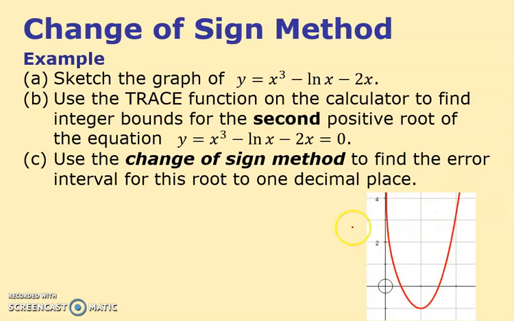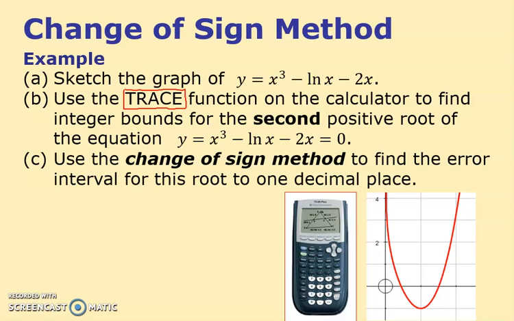But you can also see it says use the trace function on your calculator to find integer bounds. Now I've got these, you might be able to do it more easily, but there is a trace function on your calculator, and I want you to use it. So the trace function is actually there. When you've drawn your graph in, if you press that trace button, you can move the cursor left and right on your screen. And what that allows you to do is to find roughly, so you'll be able to look and say, it says find integer bounds for the second positive root.